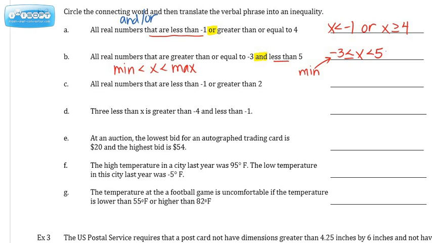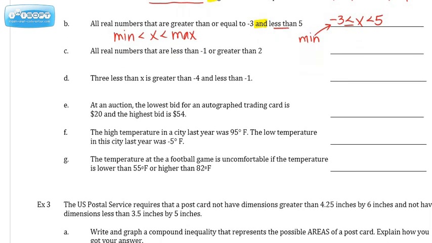So I want you guys to do C and D. And then you're also going to try E, F, and G. And we'll do one of these together. So for E, we'll do F. It says the high temperature in a city last year was 95. The low temperature was negative 5. So would this be an and or an or situation? Are you sandwiching it between the minimum and maximum? And hopefully you say yes.